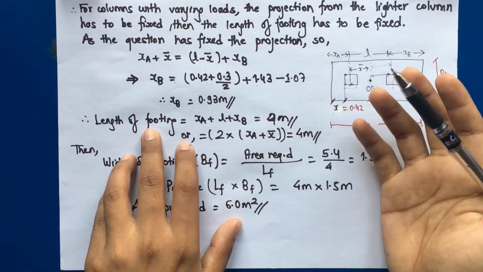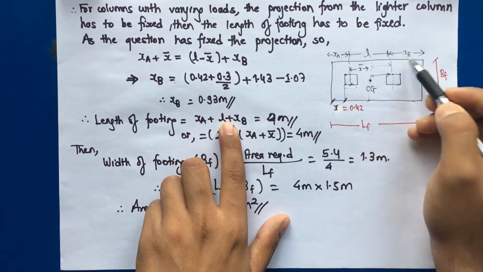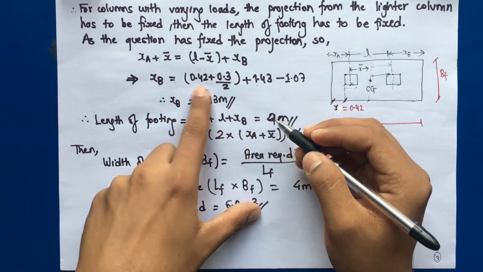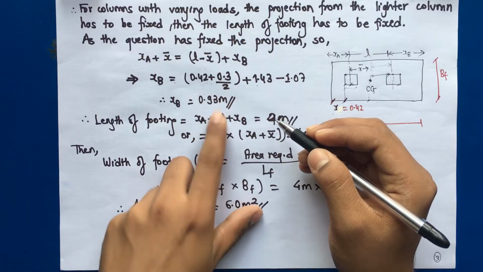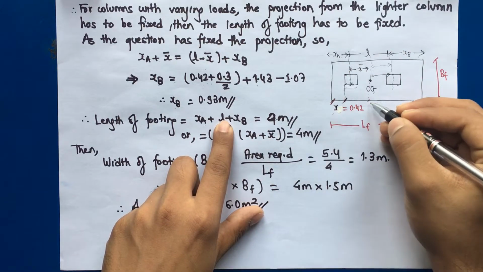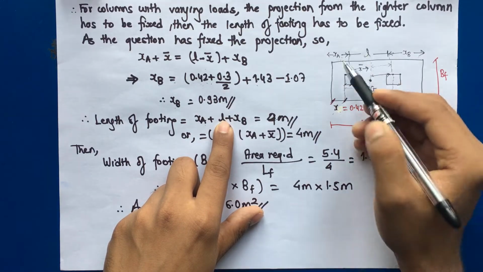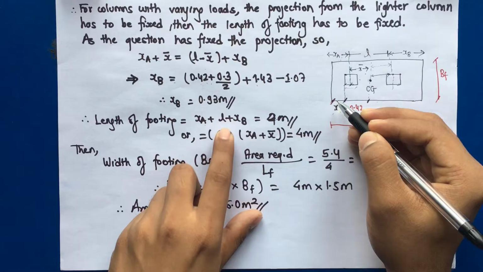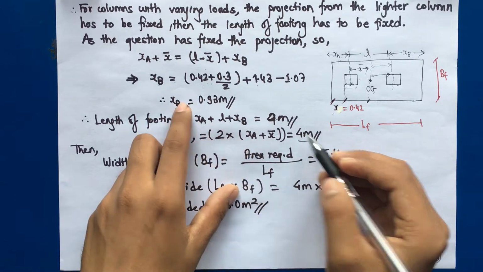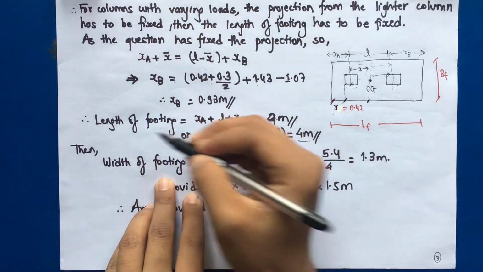Then the length of the footing will be XA plus L plus XB. So that comes as 4 meters by substituting XA as 0.42 plus 0.3 by 2, plus 2.5, plus 0.93. Or you can do, as I said, this much distance should be equal to this distance. Then we have XA, and XA and x bar will be this much distance, so 2 times XA plus x bar will give the length of the footing, which will be 4 meters. I just tried to make this concept clear, or you can directly use this also. So we have computed the length of the footing.